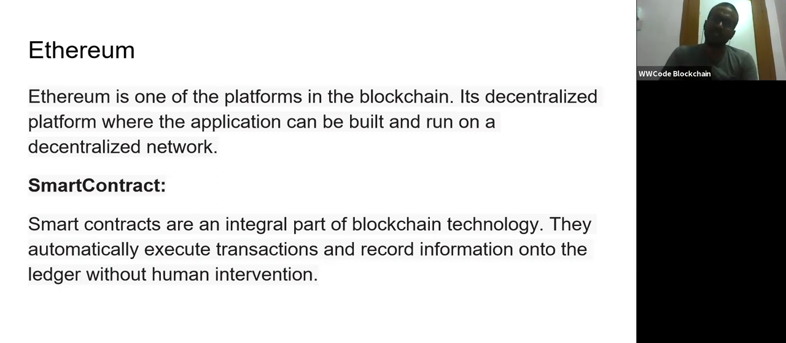Once we put the logic there, we send data to that logic, and the logic gives back only its returns. No one can interfere or change that logic. That is where we use smart contracts.